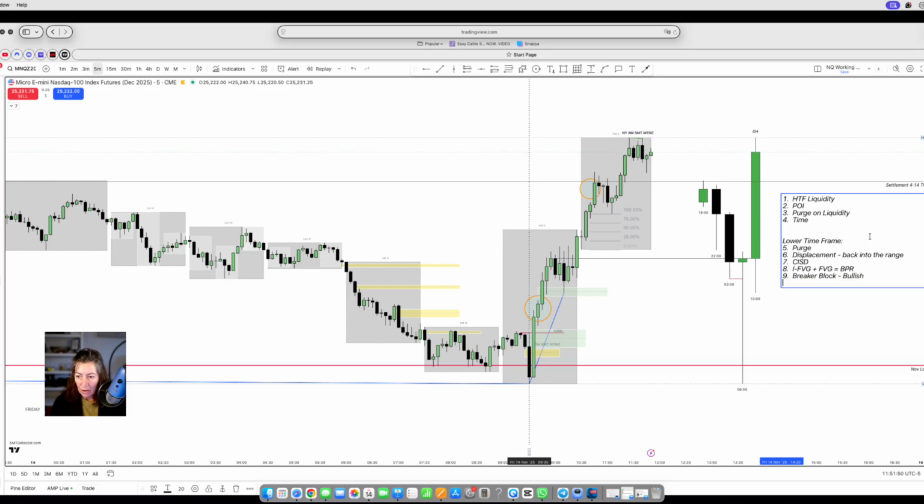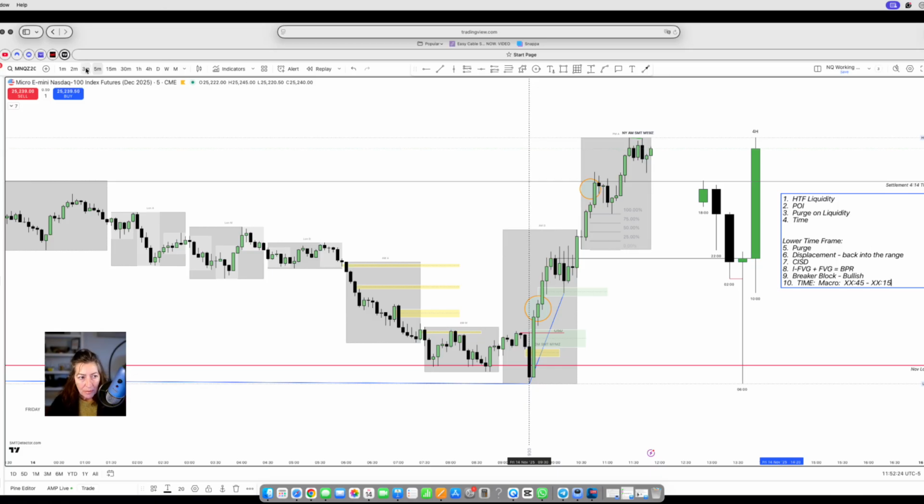And then we need time. What time am I looking for? Well, I'm looking for the macro, and macros, as you know, are XX45 to XX15. That's the first macro of the morning, which would be 9:45 to 10:15, and then there's a second macro from 10:45 to 11:15. Those are the only two macros that I would trade in the morning.